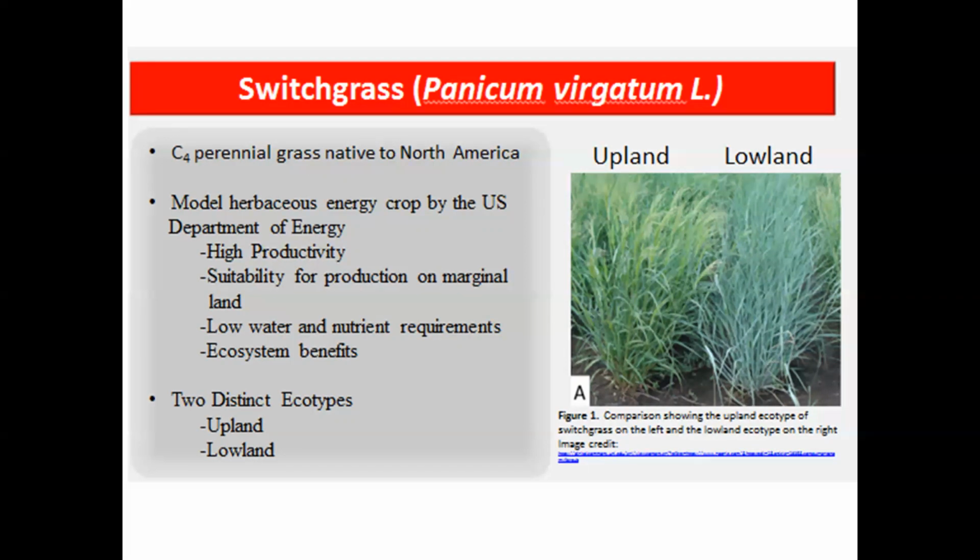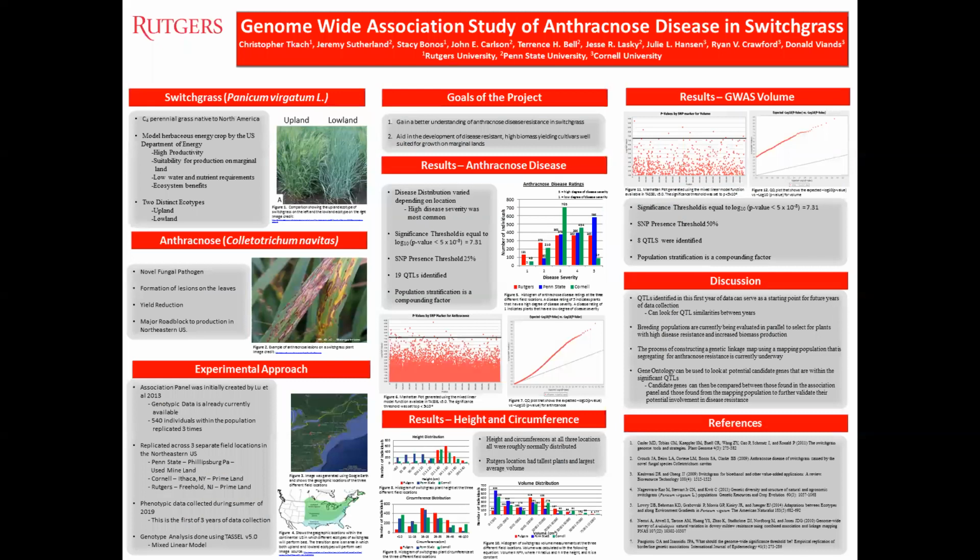There are two main distinct ecotypes of switchgrass that are shown in this picture over here, the upland and lowland ecotypes. The upland ecotype typically performs better in northern climates. It's usually shorter and has an earlier heading date compared to that of the lowlands. The lowland ecotype is better adapted to warmer climates, wetter soils, and will perform better in more southern areas of the country.